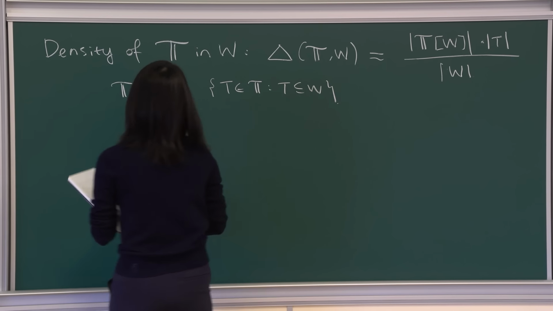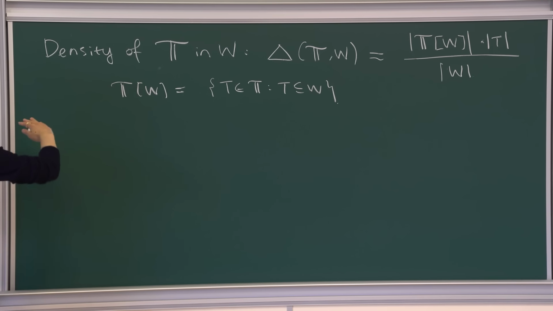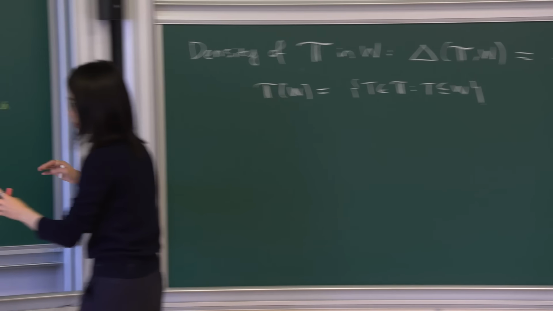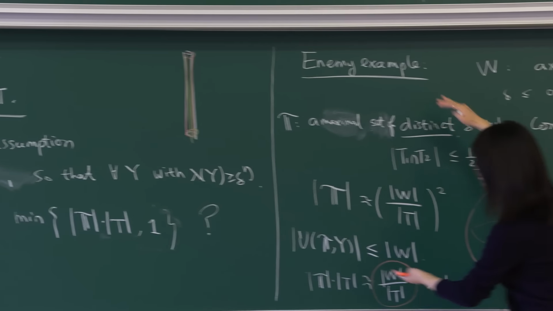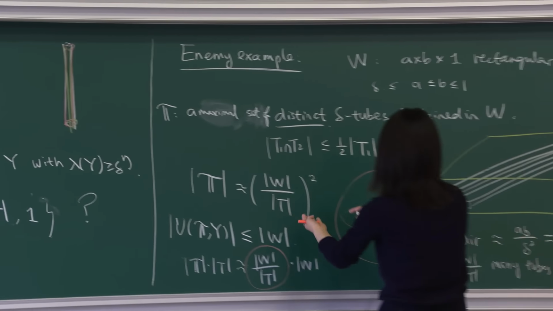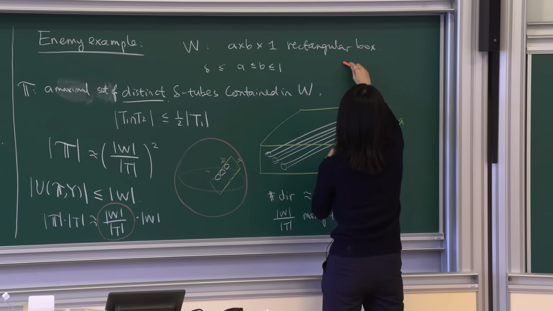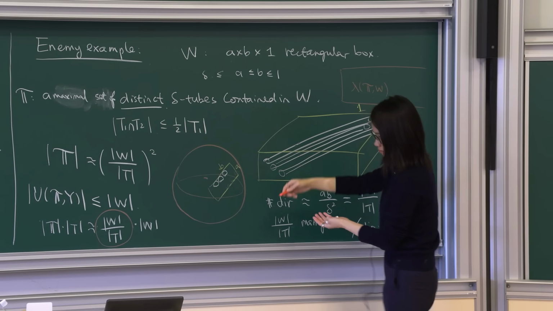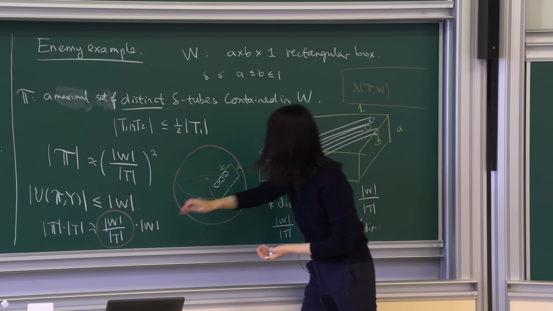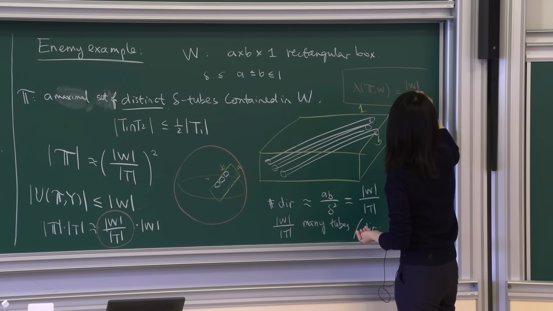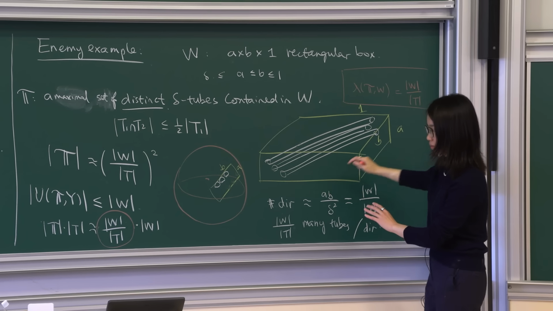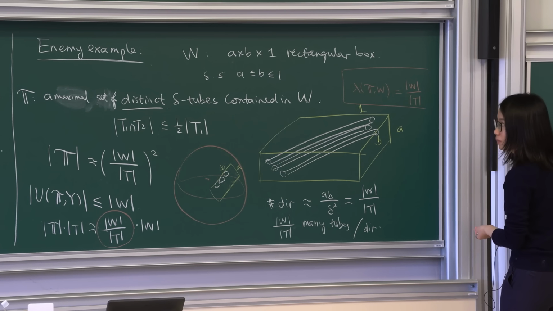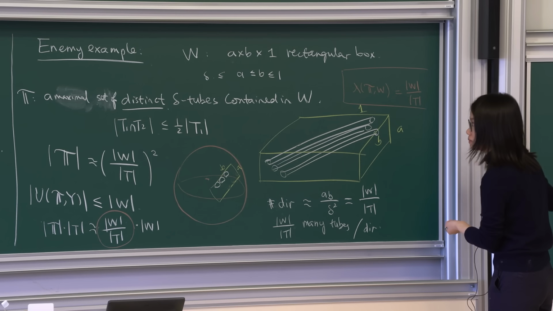so in fact, I think this is a natural assumption because, in order for this to hold, from this enemy example, we can see that, okay, for this example, what is the density? It's precisely the volume of W divided by the volume of T. And from this enemy example, we see that in order for that estimate to hold, we want the density to be bounded by 1. And so this is a natural definition.